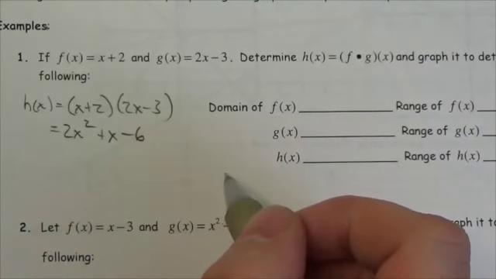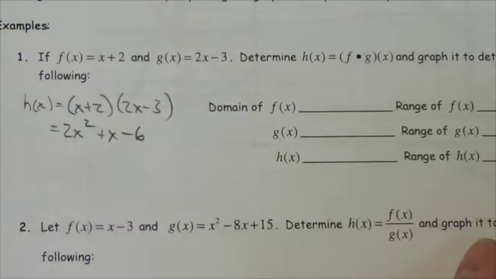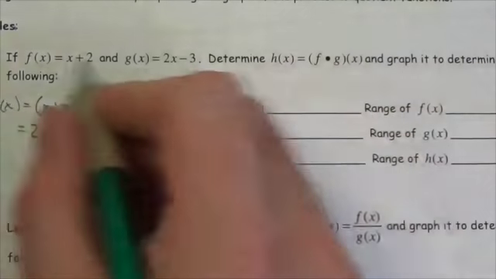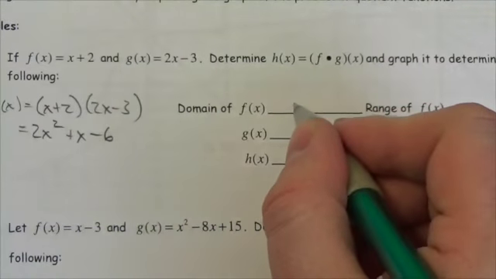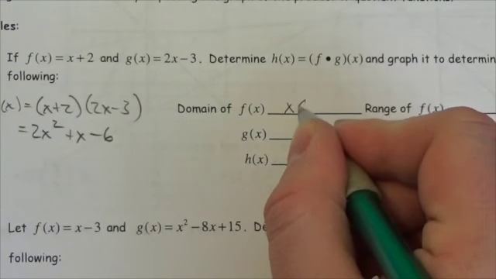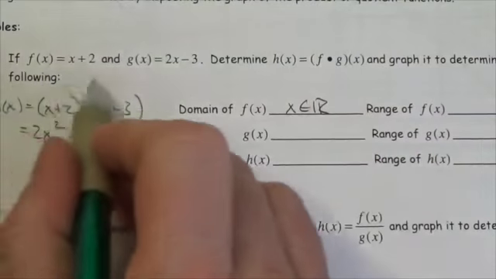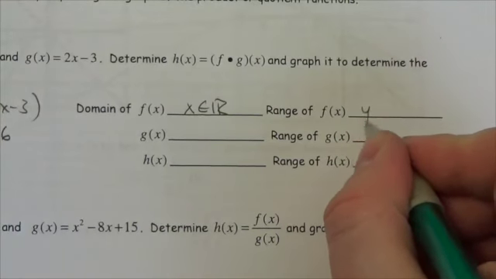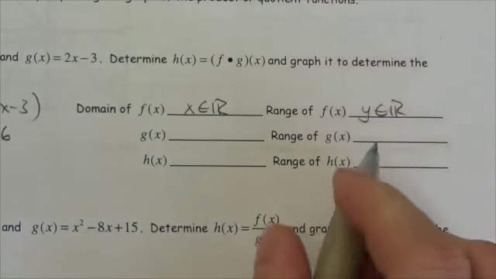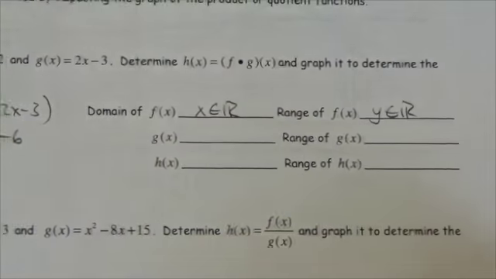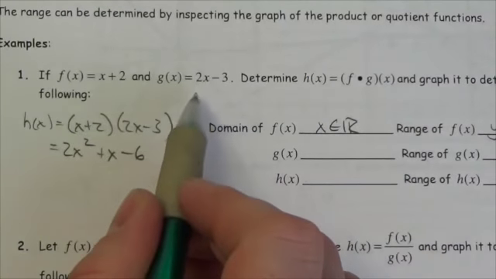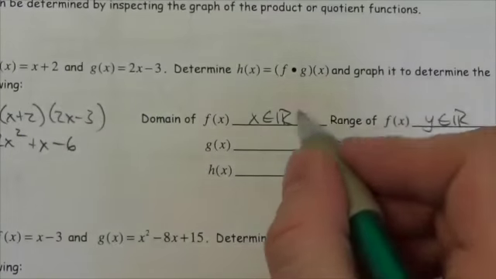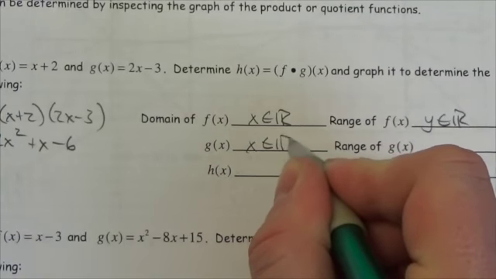All right. Now, the domain of my f(x), which is just x + 2, is just a linear function. That's going to be x is an element of the reals. It's a linear function with a slope of 1. My range is going to be y is an element of the reals. Okay. g(x) is a linear function, 2x − 3. That is going to have a domain that's an element of the reals.